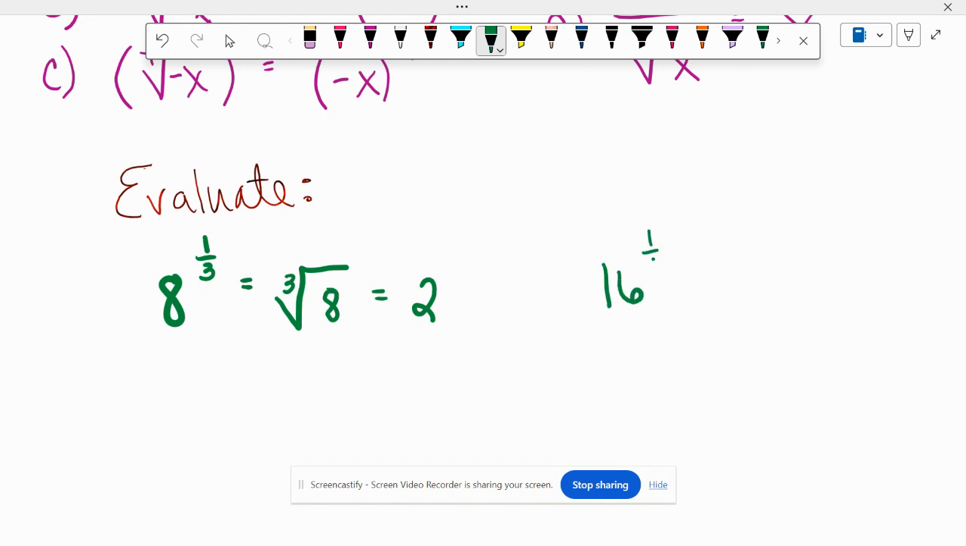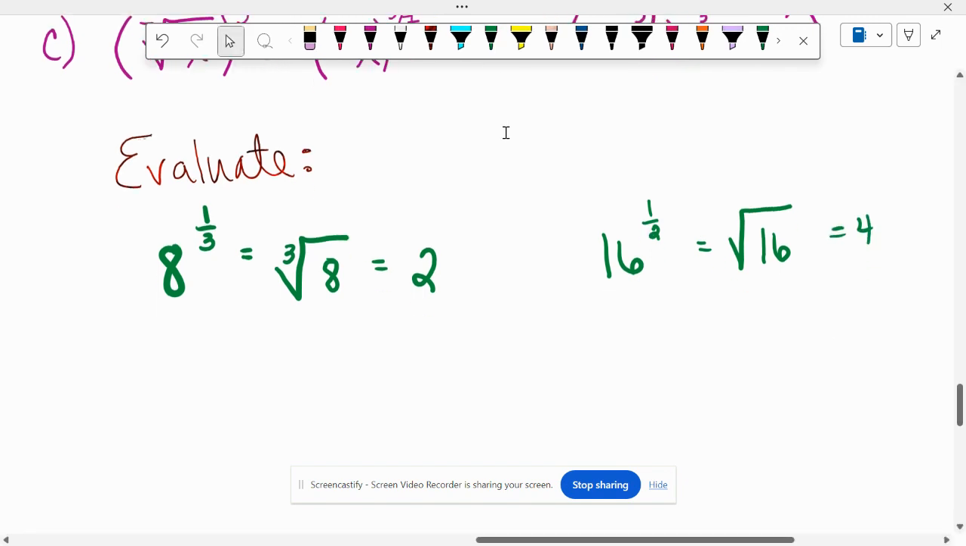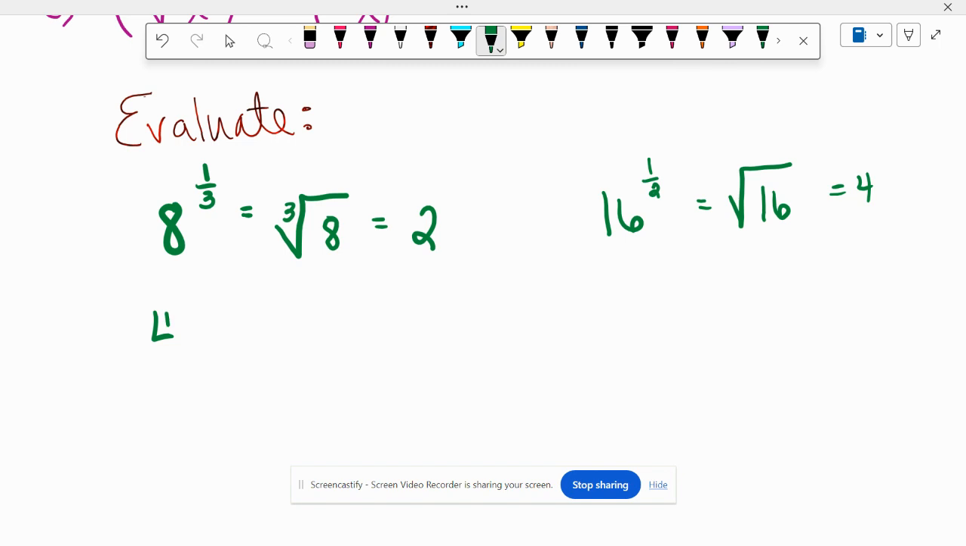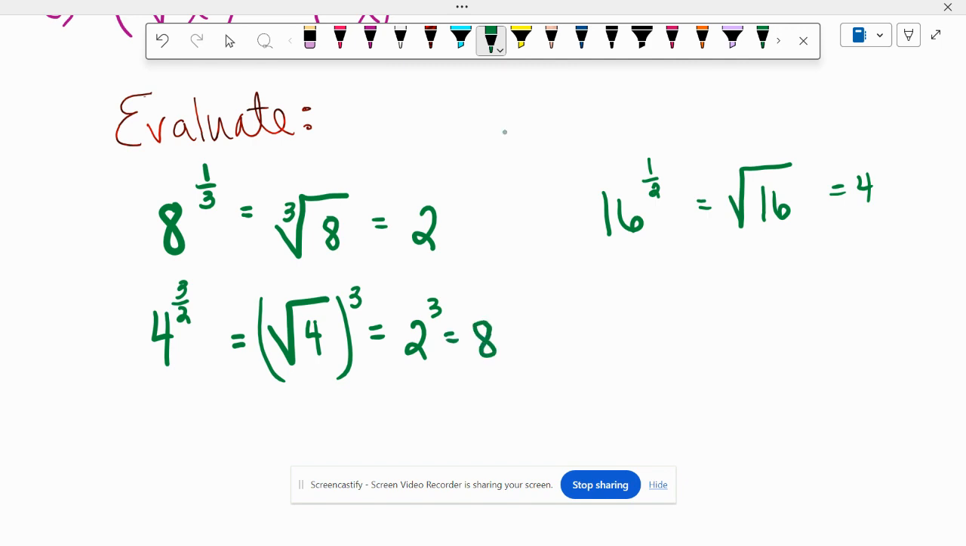16 to the 1/2 power, well, that's the same thing as saying, hey, what is the square root of 16? 4. 4 to the 3/2 power, that's the same thing as saying, hey, what is the square root of 4? And then take that answer and cube it. What is the square root of 4? 2. And what is 2 cubed? 8.